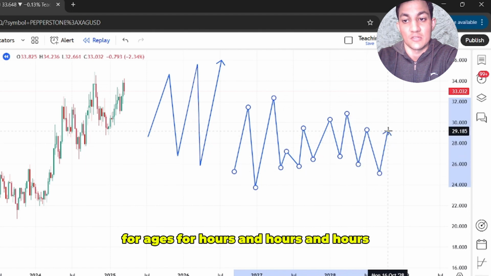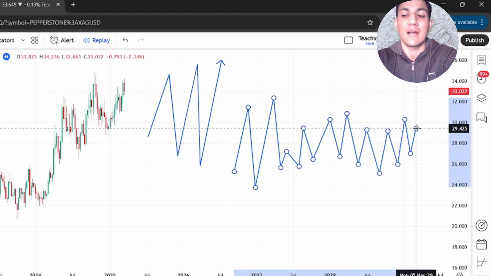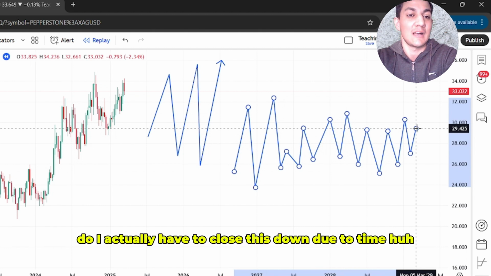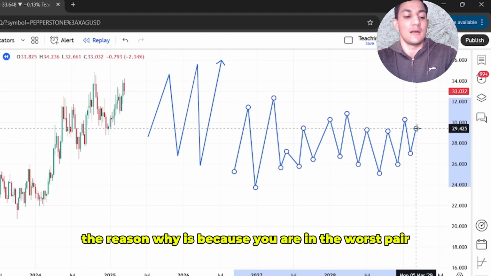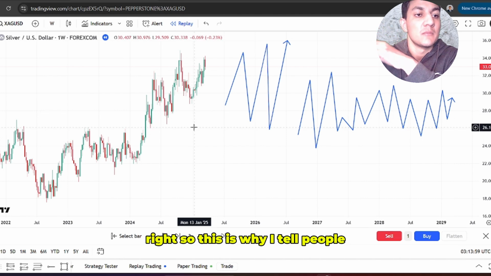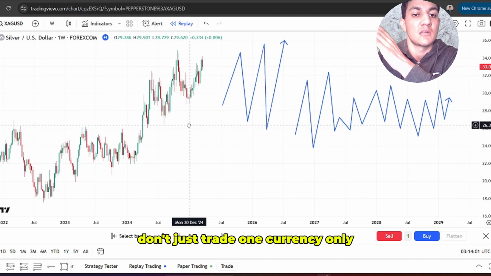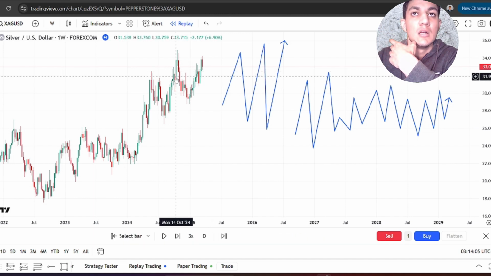For ages, for hours and hours, and you're on the 1 minute chart and you're thinking, do I actually have to close this down due to time? Do you know what I mean? You just get chopped up to pieces. And the reason why is because you are in the worst pair, right? So this is why I tell people, don't just trade one currency only. Because if your pair does this, like GBP USD did to me, you're screwed, right?